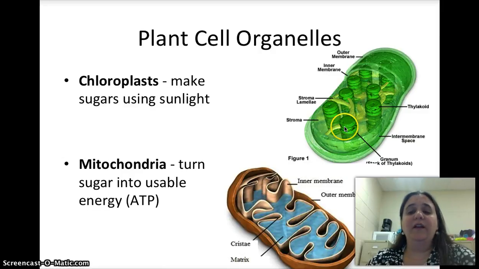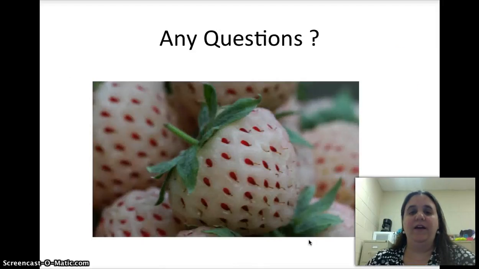If plants only had chloroplasts and not mitochondria, that would be like you going in your kitchen, making all the food in your kitchen and just leaving it on the table. It doesn't do your body any good unless you can convert it or use it and eat it. So plants make sugars using the chloroplasts, and then they use those sugars and burn them and turn them into energy using the mitochondria.